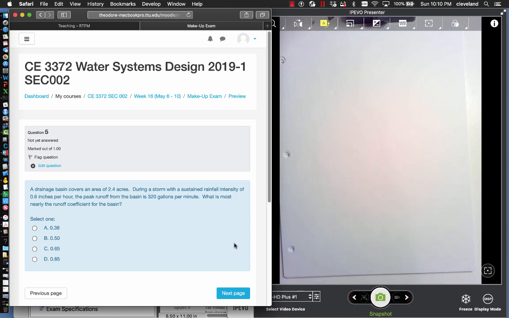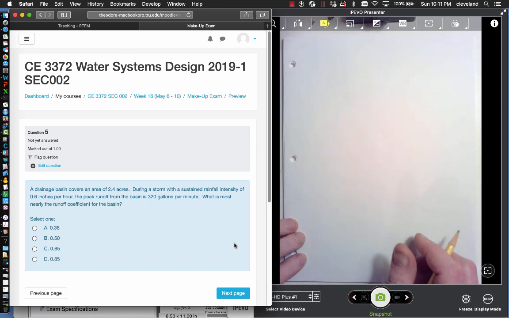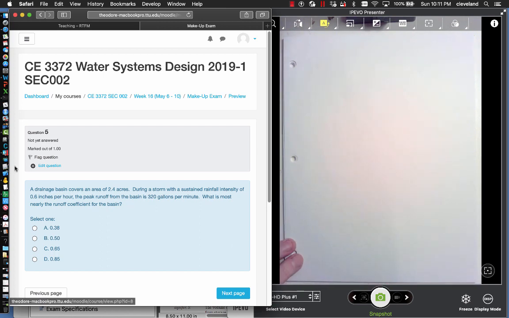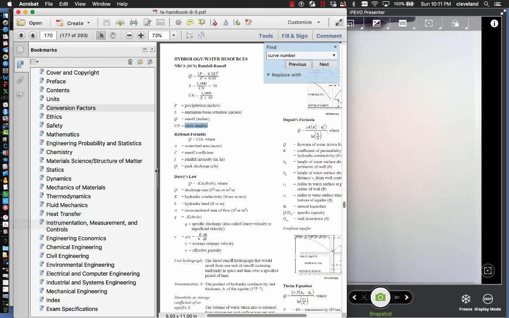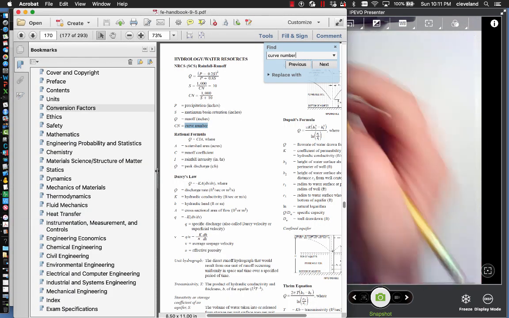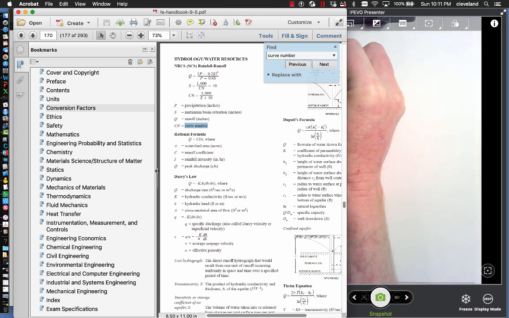Next question. A drainage basin covers an area of 2.4 acres. During a storm with sustained rainfall intensity of 0.6 inches per hour, the peak runoff from the basin is 320 gallons per minute. What is most nearly the runoff coefficient for the basin? If we return to our supplied reference, we'll find we're still in rational formula. So Q equals CIA. But now we recall that we have to deal with unit conversion.